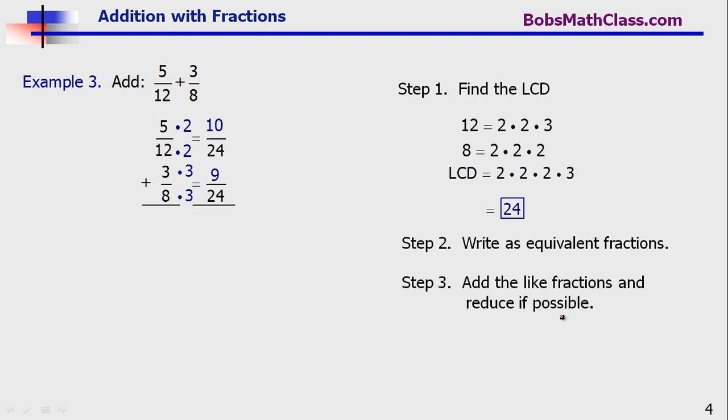So add the like fractions. See, this is what we had in the last problem, the last couple of examples, is the denominators were already the same, right? They were both 12 in the first problem and 17 in the second problem. Now in this one, they're both 24. So therefore, we could go ahead and add the numerators. That will be 10 plus 9, 19 over 24. And it doesn't reduce, so we're all done.